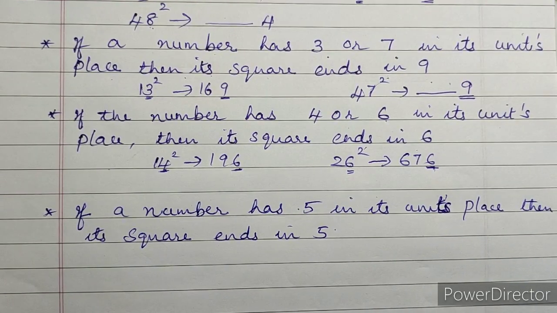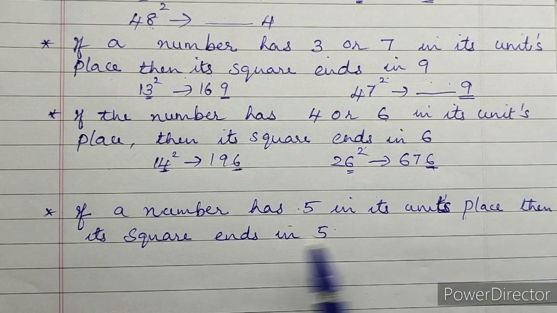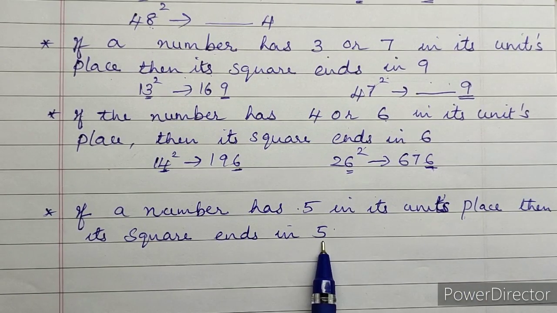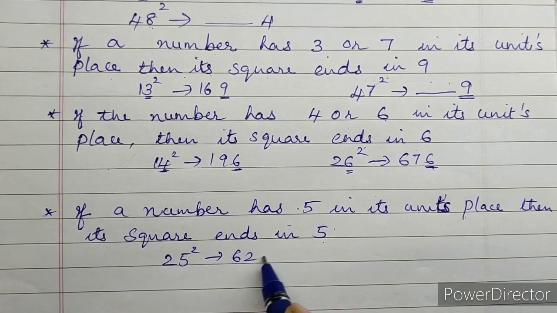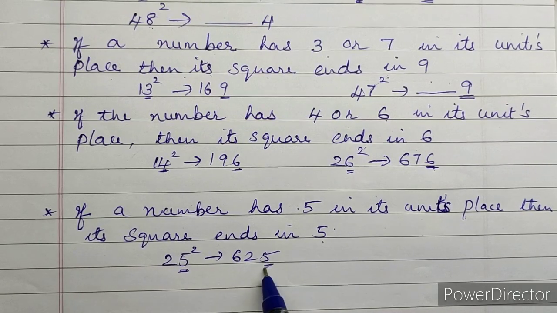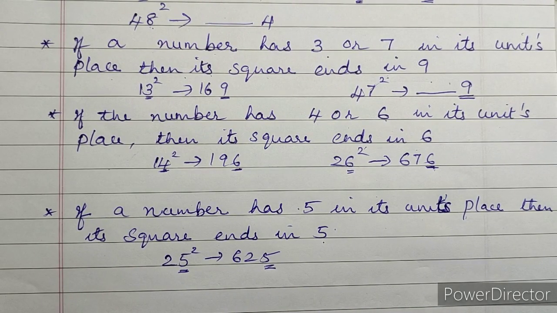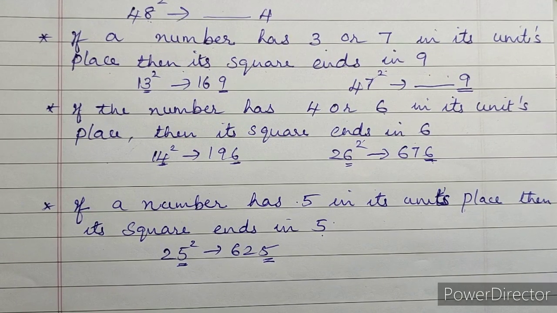Last rule is, if a number has 5 in its units place, then its square ends in 5 only. That 25 into 25, 25 square is 625. See here it is ending with 5. So, in the perfect square also ending with 5 only. So, you no need to memorize all these things. I am just telling you all these kind of pattern exist. So, the only thing is, you all know the squares of the digits. So, as long as you know this, you can write the ending digit of the perfect square number. Hope you understood, children.